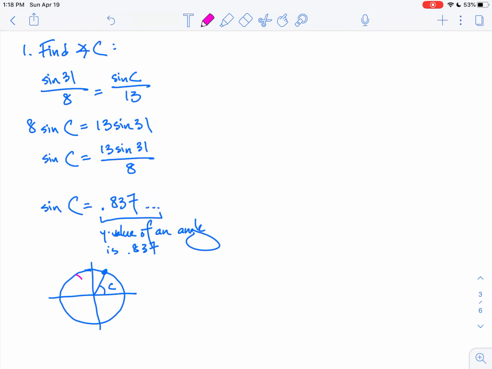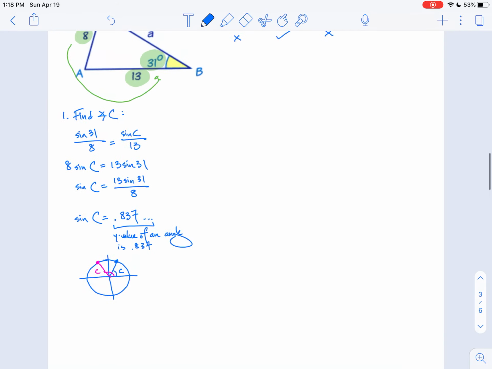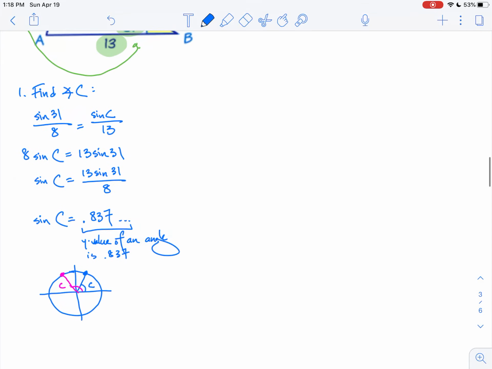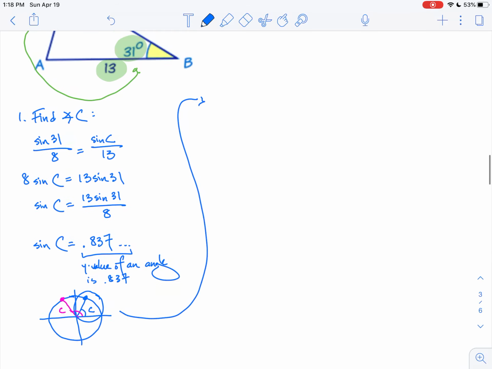However, it could also be this angle on the other side, and we would call this bigger one could also be angle C. So I have two possibilities, and I'm going to need to explore both possibilities, okay? And let's take a look at what that gives us. So let's say that I wanted to take a look at the first angle, the acute one, all right? So we're going to take a look at this angle C all the way up here.